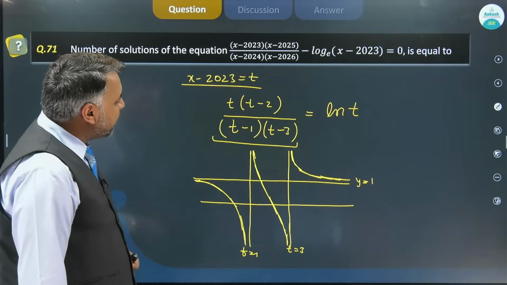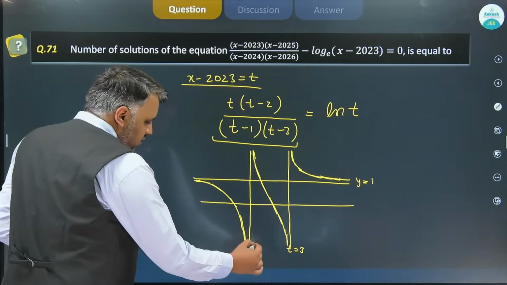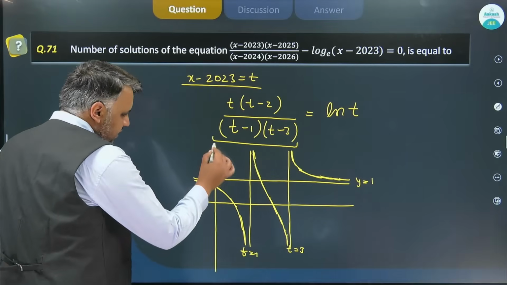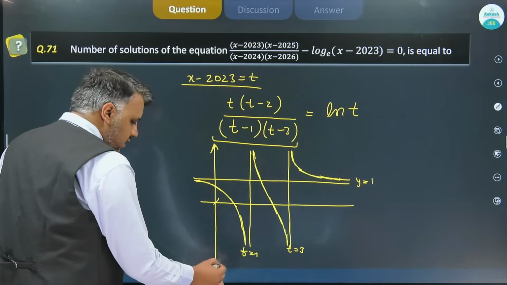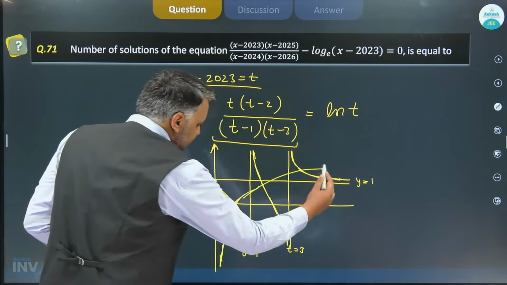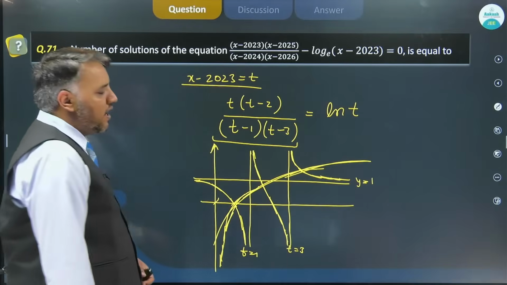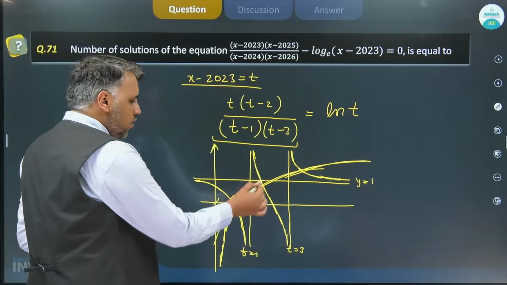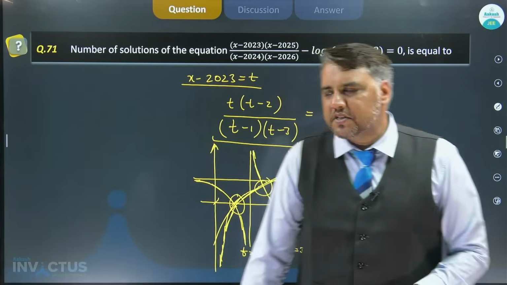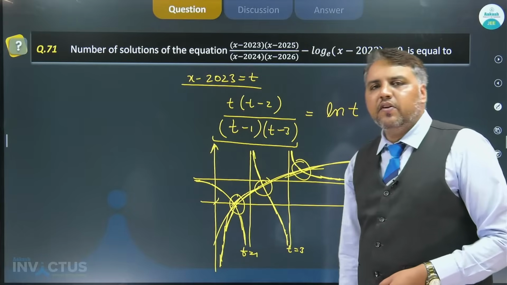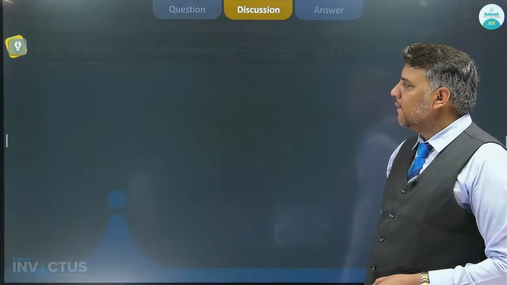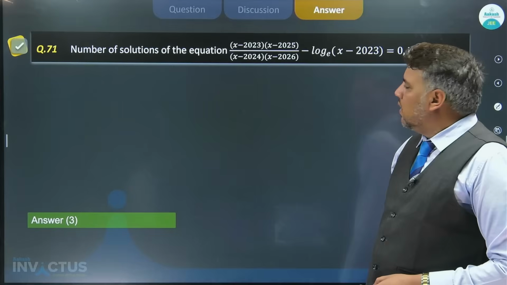Now if we plot the graph of ln t, this is the y-axis, t is equal to 0. The ln t will start from here and will intersect the graph at 3 points: 1, 2, 3. So there will be 3 solutions of this equation. Similarly, we can say that there will be 3 different values of x which satisfy the above equation. 3 is the answer.